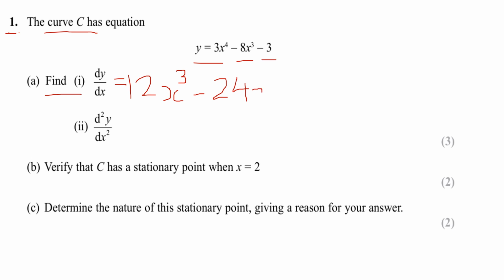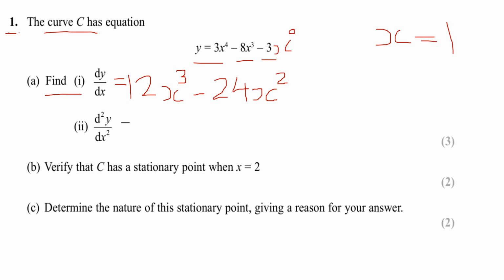And then lastly, whenever we differentiate a constant, guys, that always goes to 0, because think of it as 3x to the power of 0. Remember, x to the power of 0 is just equal to 1, so it doesn't actually change the answer. 0 times 3 makes 0, so we don't have to put anything there. The derivative of negative 3 is just 0. That's part (i) done.